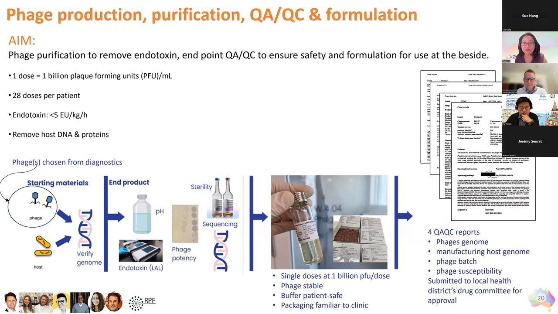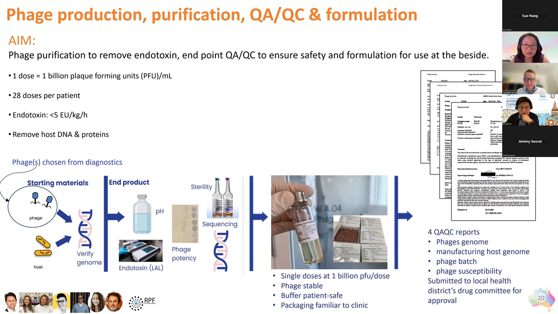So in the previous slide, I mentioned therapeutic monitoring. So it is only fitting to have a slide to outline the phage production, purification, endpoint QA/QC. The aim is to remove endotoxin to ensure safety for patient use. In the previous slide, I showed you the transcriptome. If there are a lot of endotoxins in there, of course, I'm going to see a high gene expression of inflammation, for example, and of course, immune response.